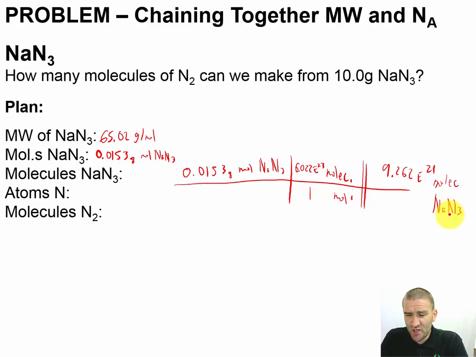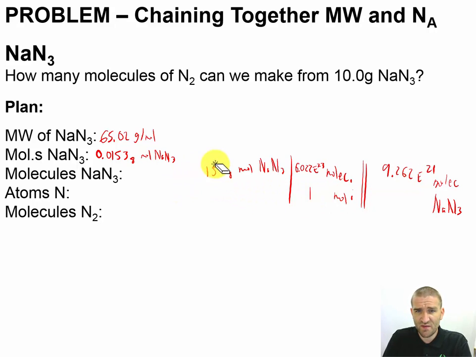Now, let's give it a quick reality check. I'm at about 1/100th of a mole. So I expect to be 2 orders of magnitude less than Avogadro's number, 6.022 times 10 to the 23rd. I'm in the 21st. Seems pretty reasonable to me. I'm going to get rid of this for room again. We have 9.262 times 10 to the 21 molecules of NaN3.